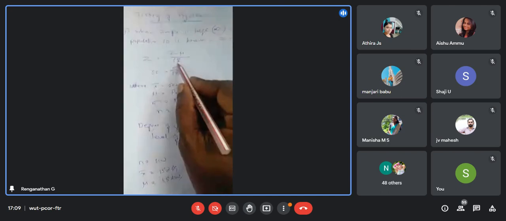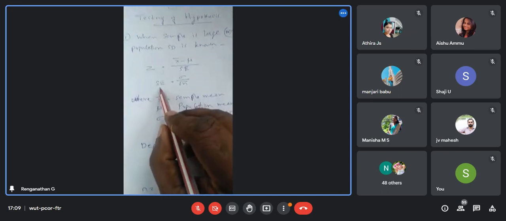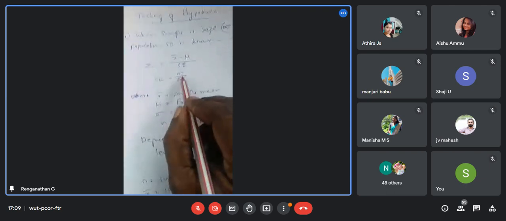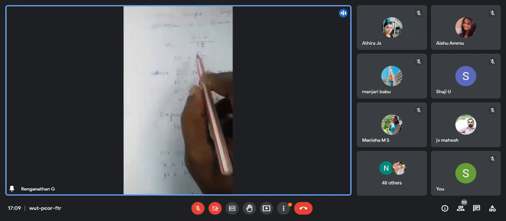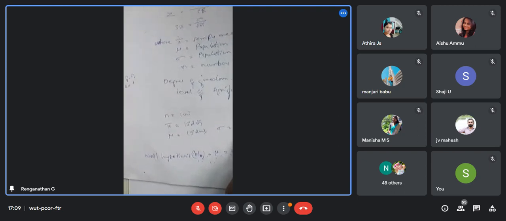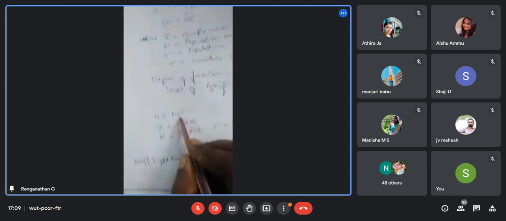Then standard error is not available. So we have to compute standard error by using the second formula. Standard error is equal to sigma divided by root n. Sigma means population standard deviation, which is available here, 1248. N means number of sample size, which is 100.